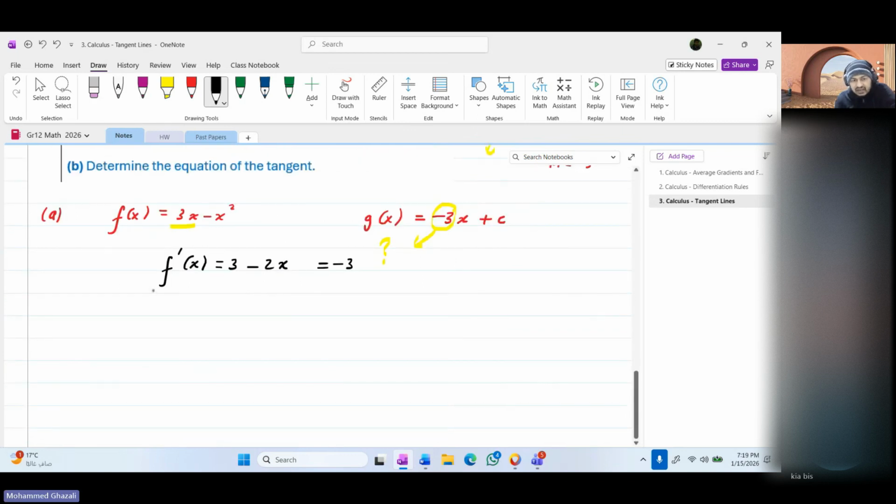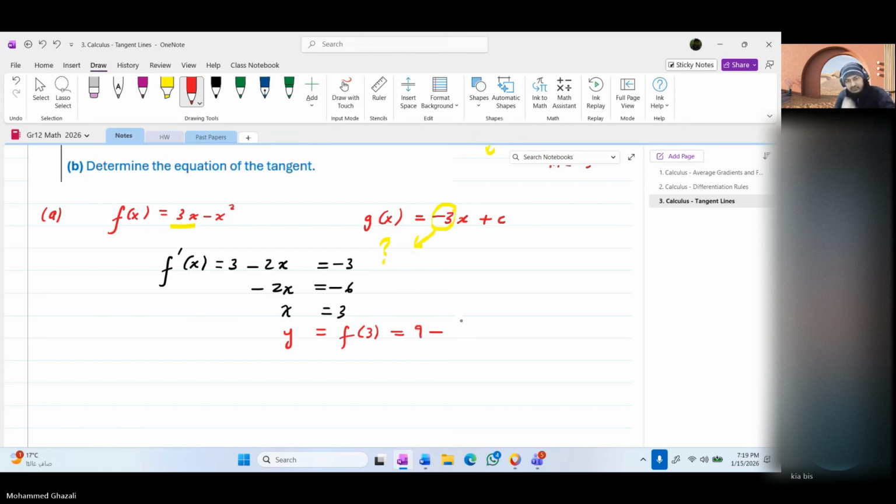So great, that is fine. Now we have, take the 3 over, you get negative 2x is equal to negative 6. So x is equal to minus 6 divided by minus 2, which is 3. So if the x value is 3, what is the y value? To find the y value, you substitute into the f of x function, the known function. So you say f of 3, which is 3 times 3, which is 9, minus 3 squared, which is 9, so the answer is 0.